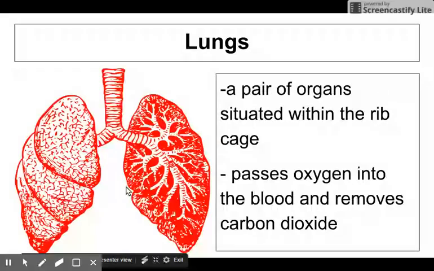Lungs. The lungs are an organ, or two actually, located inside of your rib cage. Your rib cage protects your lungs, and it is where oxygen passes into so that your blood can carry oxygen to your body, and then it also is where carbon dioxide is removed.